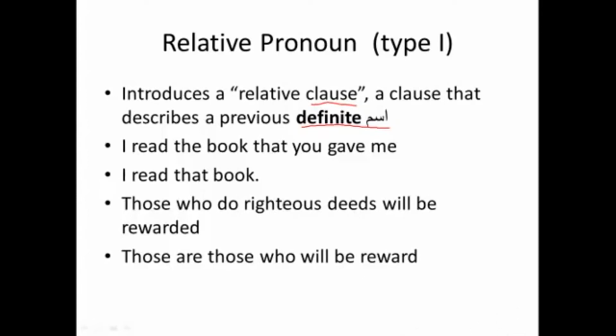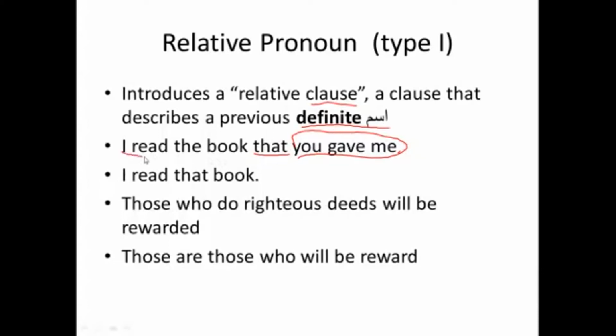And it's more complicated in English, in fact. So let's just stick with Arabic from here on out. But just a few more examples in English. I read the book that you gave me. This is a relative pronoun. Why? Because you gave me is a full sentence, right? It's a full sentence. You gave me. It has a subject, verb, object. Everything is fine with that sentence. But it's part of another sentence, and this you gave me describes the book.